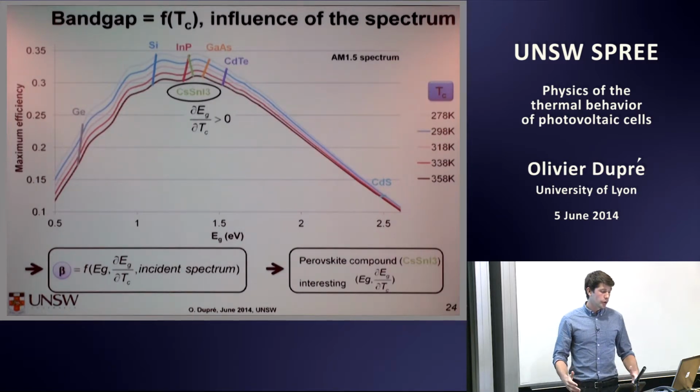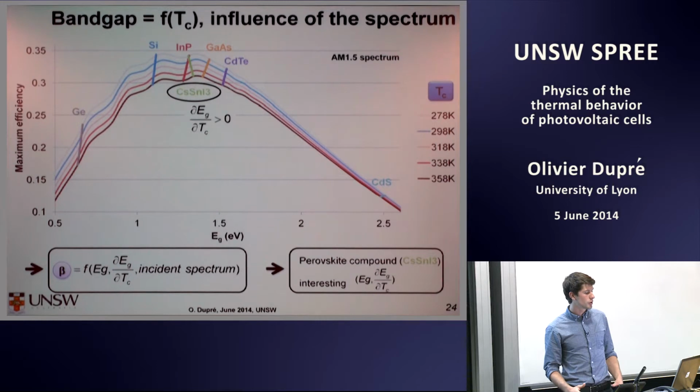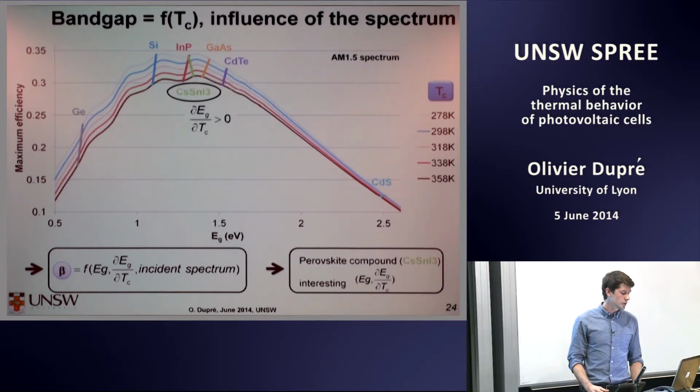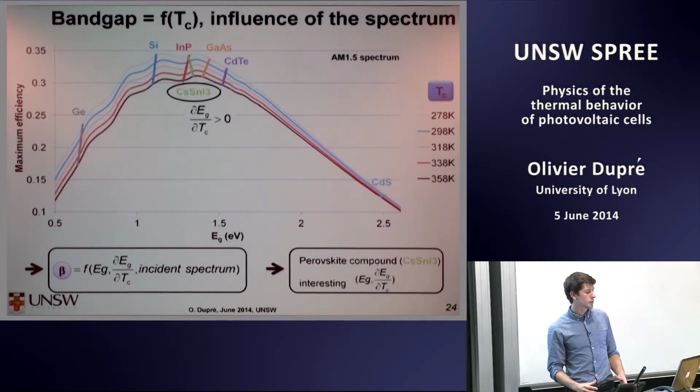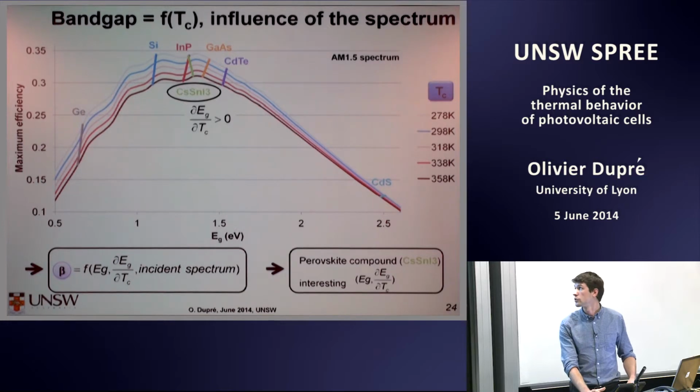And there's also something that is material dependent. The band gap of every semiconductor varies with temperature. Most semiconductors' band gaps decrease when the temperature of the cell increases, as we can see on this graph here. They're moving slightly toward lower band gap when the temperature of the cell increases.